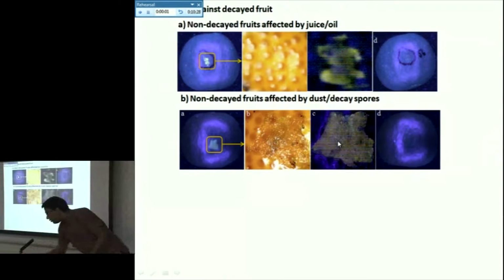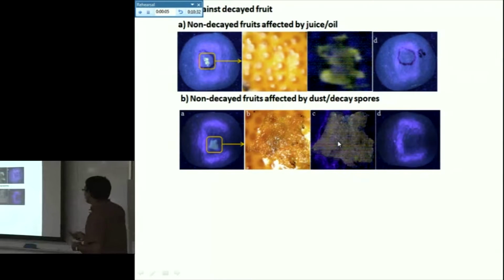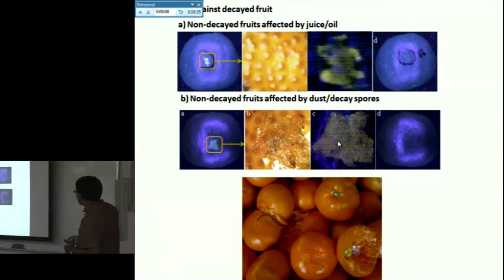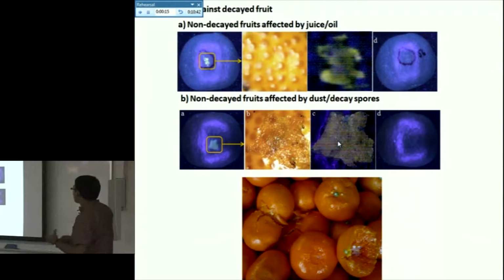And the next group is rubbing against decayed fruit. Sometimes you see here the decayed fruit like this. After harvesting, the fruits are packaged into containers and transported to the packing house. In the container, there are severely rotten fruits, and from these fruits juice comes out and some dust. They collide, hitting each other, and make some pieces of dust.